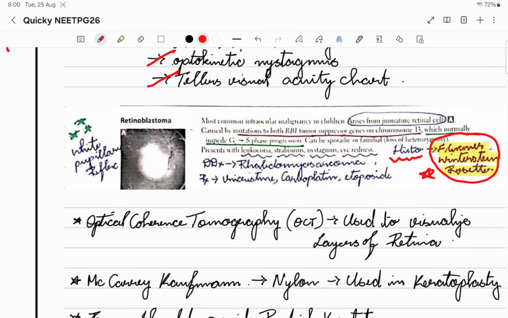Differential diagnosis is rhabdomyosarcoma, so please do not confuse rhabdomyosarcoma with this. The mainstay of treatment is chemotherapy and enucleation. The chemotherapy is vincristine, carboplatin, etoposide.